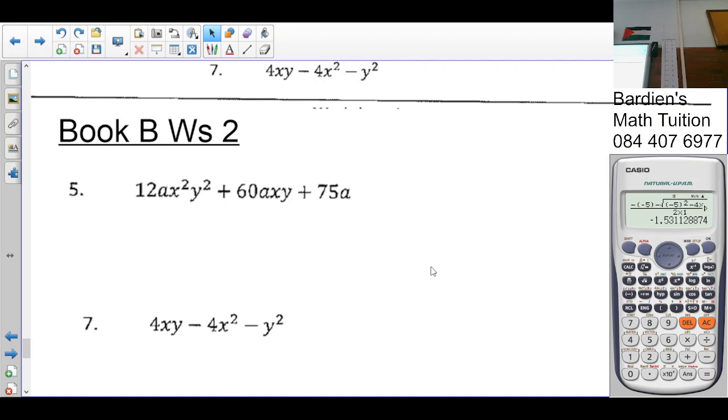So what is common in number 5? It's going to be 3 in the numbers. It's 3, an a, and an a. So it's going to be 3a. Can it be xy? No. Why? The last term does not contain an xy. So it can't be xy.